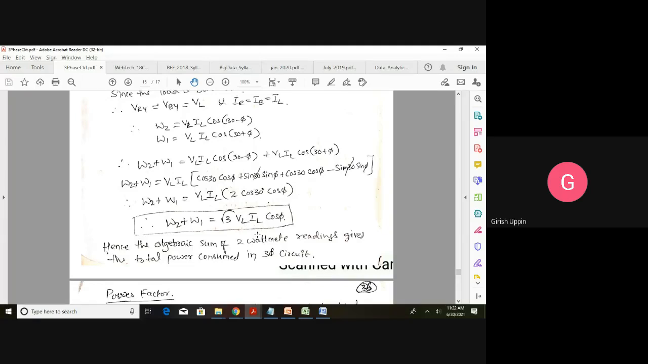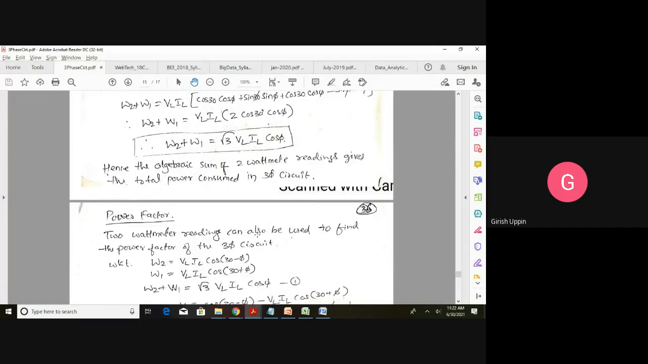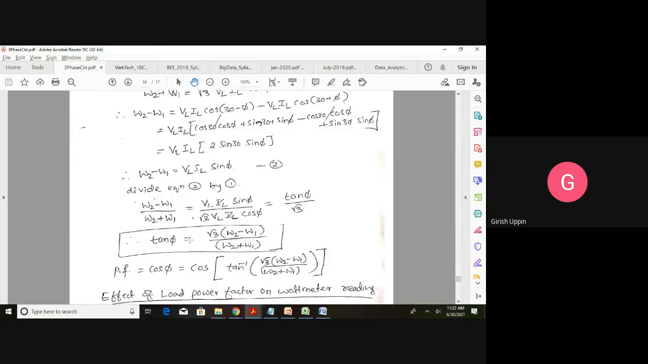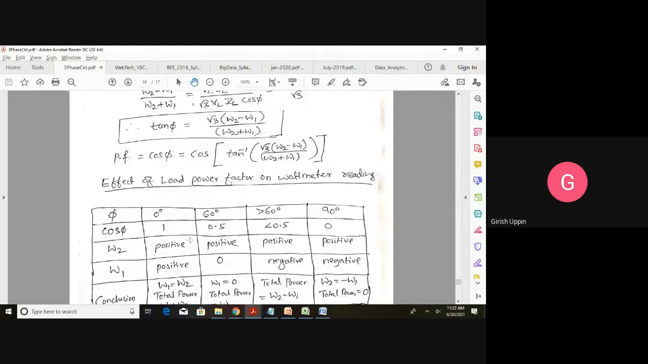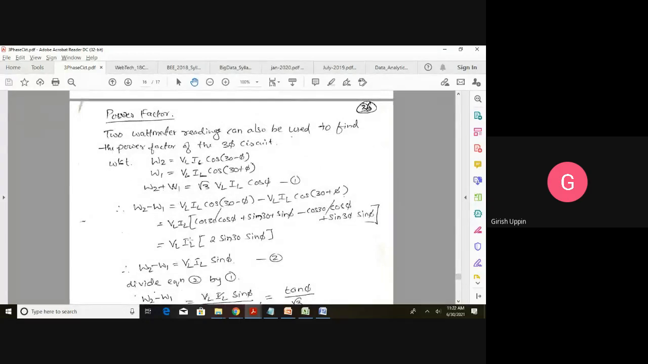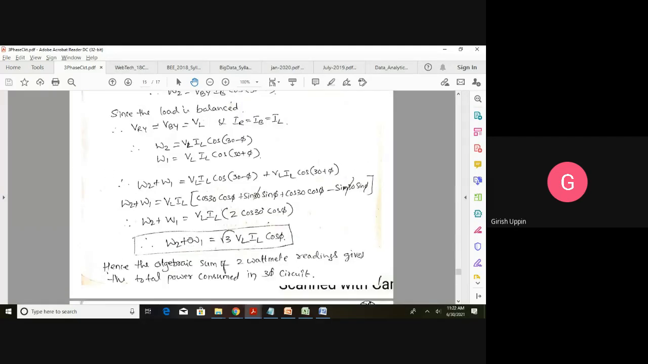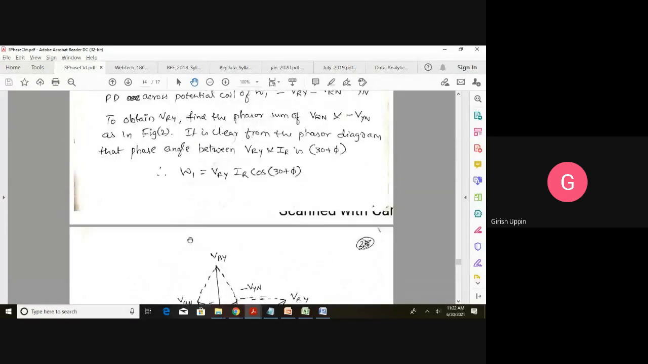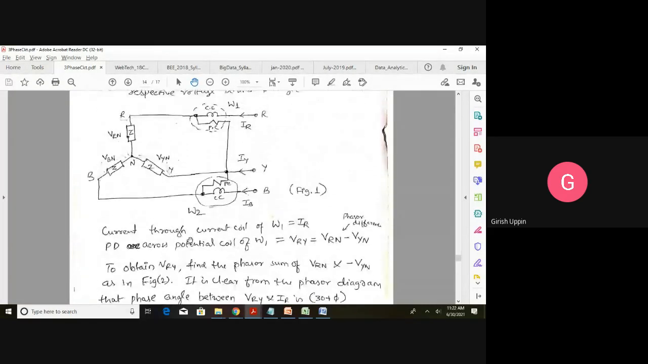Just now we saw it in star connected load as well as the delta connected load. Then we will find power factor using the wattmeter readings, and we will have problems based on the wattmeter. Based on the wattmeter we have problems, and based on the star and delta connection we have problems. In the next session we will look into the two wattmeter method, and we will look into some of the problems based on the star and delta, and if possible we will look into the problems based on the wattmeter readings.